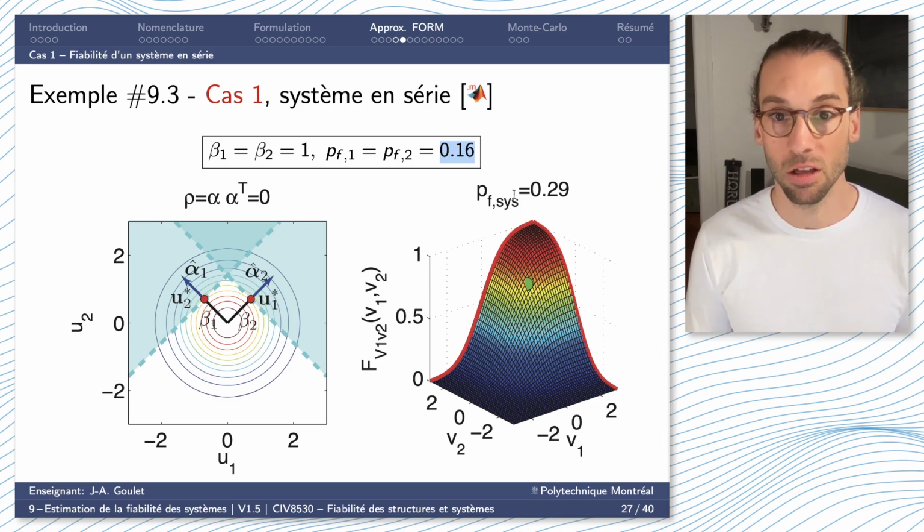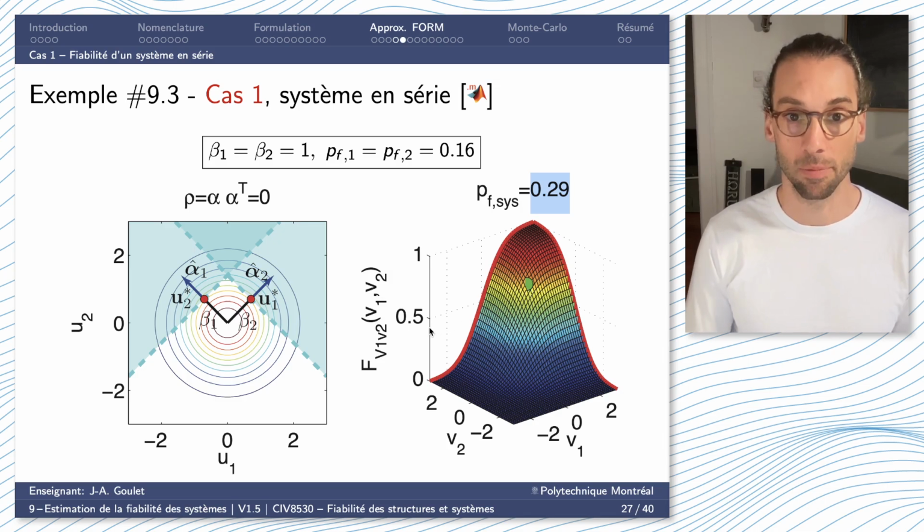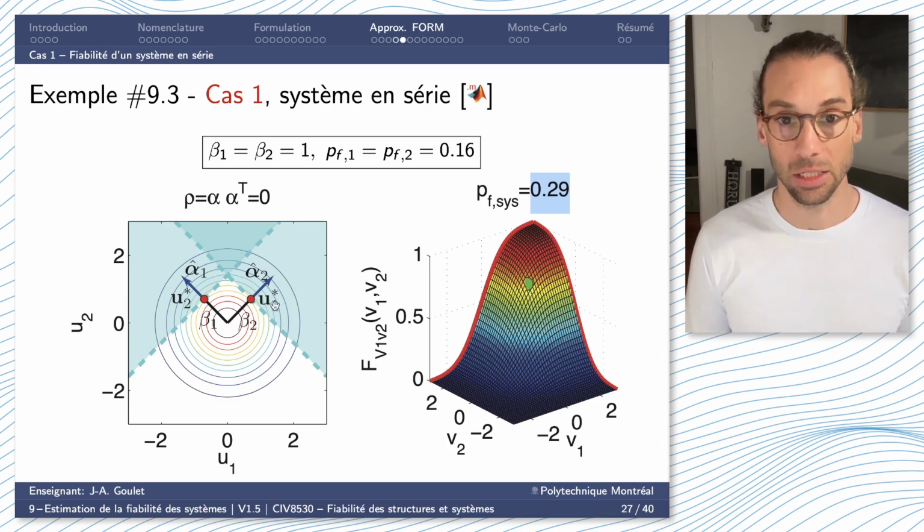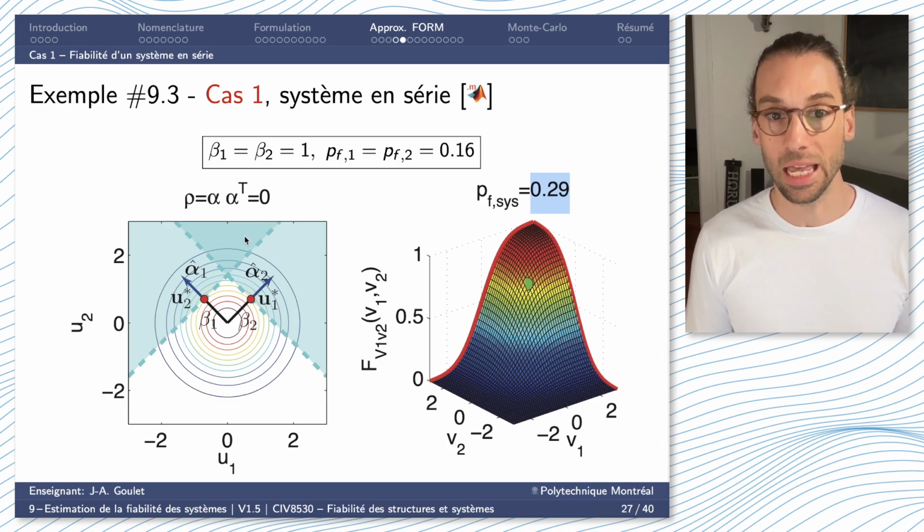That gives me a failure probability for the system of 0.29. I have it here. This is my point there. So this is a case like this one where I have some of the failure probability for my second component, some of the failure probability for my first component, and an intersection, meaning here both components would fail simultaneously.